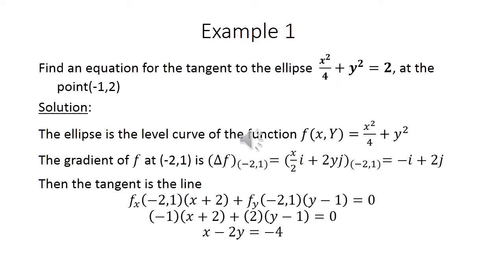Then the tangent is the line given by the first derivative of f with respect to x computed at (-2, 1) times (x plus 2) plus the first derivative of f with respect to y computed at (-2, 1) times (y minus 1) equals 0. So substituting the value (-2, 1), we get negative 1 times (x plus 2) plus 2 times (y minus 1) equals 0. Simplifying that equation leads to x minus 2y equals negative 4.